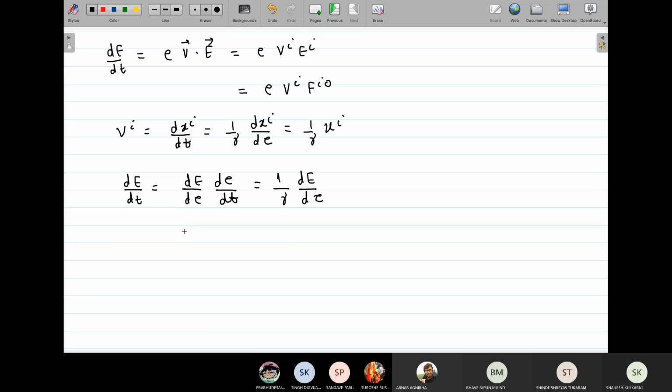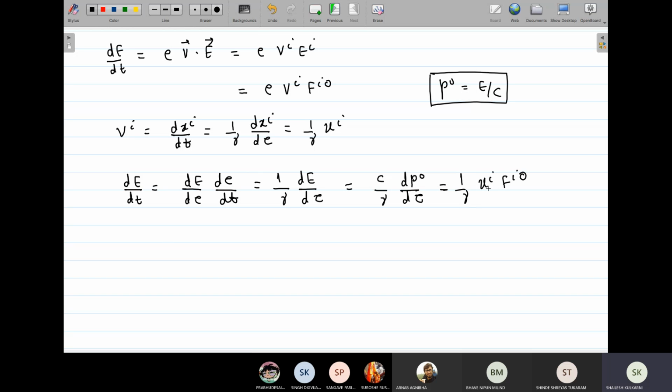Okay, is that clear? This is nothing but P0 is E by C. So E is C times P0. It will be C by gamma dP0 by d tau using this relation. But this is equal to VI. VI is 1 over gamma UI and FI0.